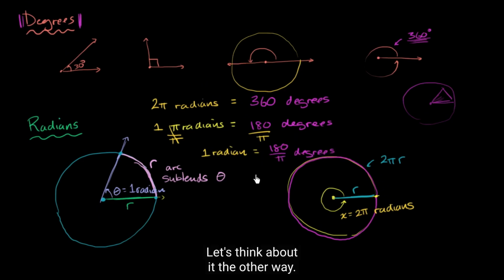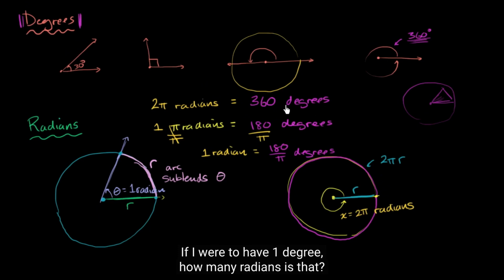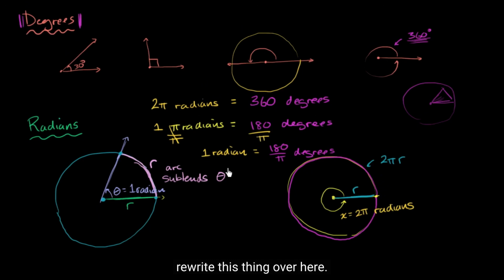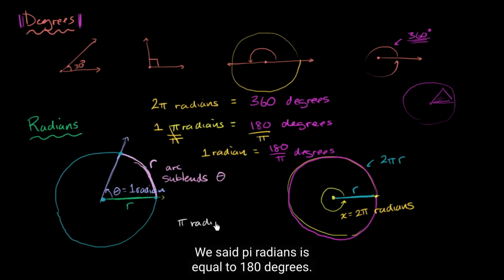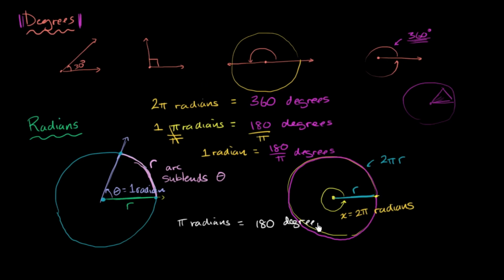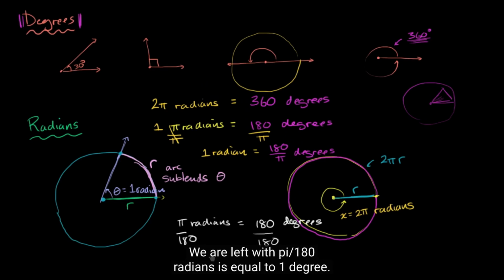Let's think about it the other way. If I were to have 1 degree, how many radians is that? Well, let me rewrite this thing over here. We said pi radians is equal to 180 degrees. Now we want to think about 1 degree, so let's solve for 1 degree. We can divide both sides by 180. We are left with pi over 180 radians is equal to 1 degree.